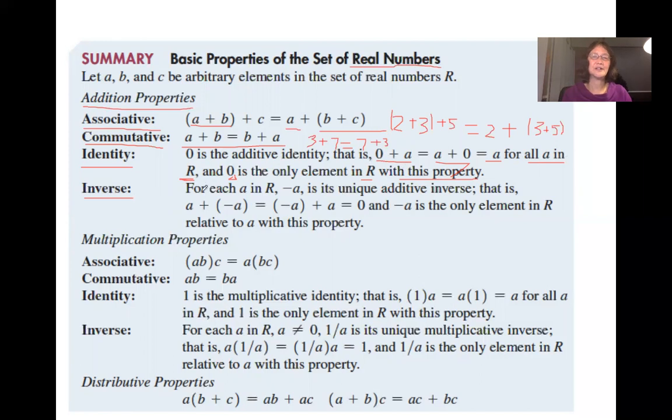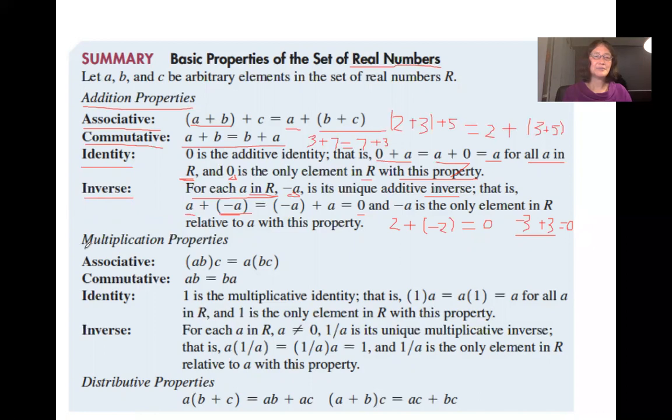Okay. Inverse. For any real number A, negative A is the inverse. So when you have a real number A, the inverse is negative A. You add them together, you get 0. So for example, 2 plus, the inverse of 2 is negative 2, and the result you get is 0. Another example would be negative 3. It is a real number. The inverse of negative 3 is positive 3. If you add these two numbers together, you still get zero.